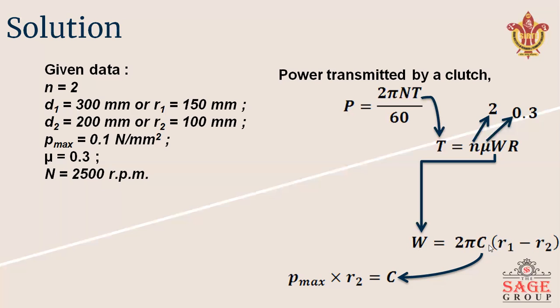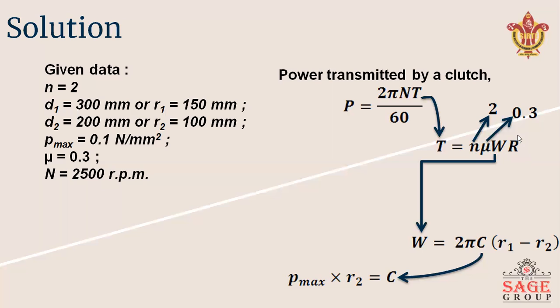W is equal to 2 pi C (R1 minus R2). So substitute this value in place of C, and also substitute the values of R1 and R2 from the given data. Now we will have the value of W. So we will put the value of W in the equation for torque transmitted by the clutch. Torque transmitted by the clutch T is equal to N mu W R. So now we will have the values of N, mu and W also.